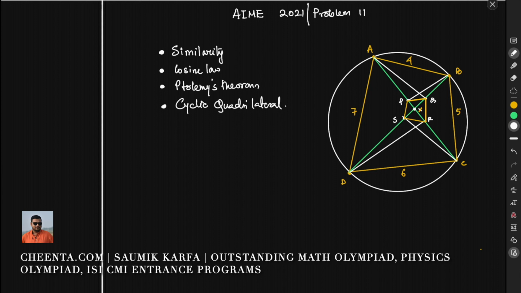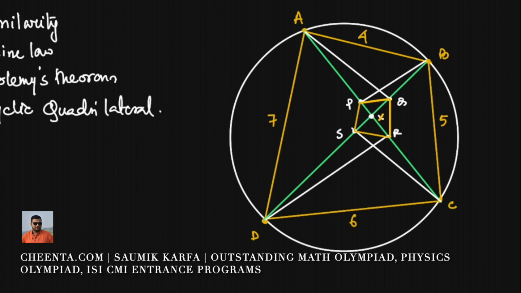Let us try to understand the problem statement first. We are given a cyclic quadrilateral ABCD. So I have taken a circle. ABCD are points lying on that particular circle, and we have joined the diagonals AC and BD. Then from A and C, perpendiculars AQ and CS are dropped on BD, and from B and D, perpendiculars BP and DR are dropped on AC.